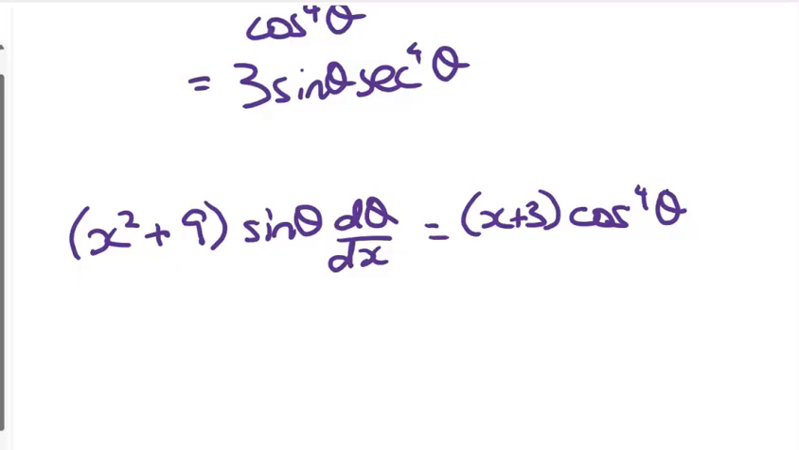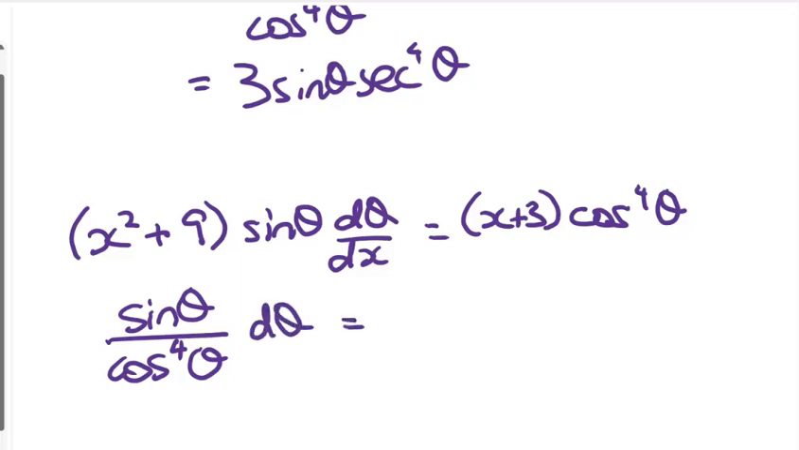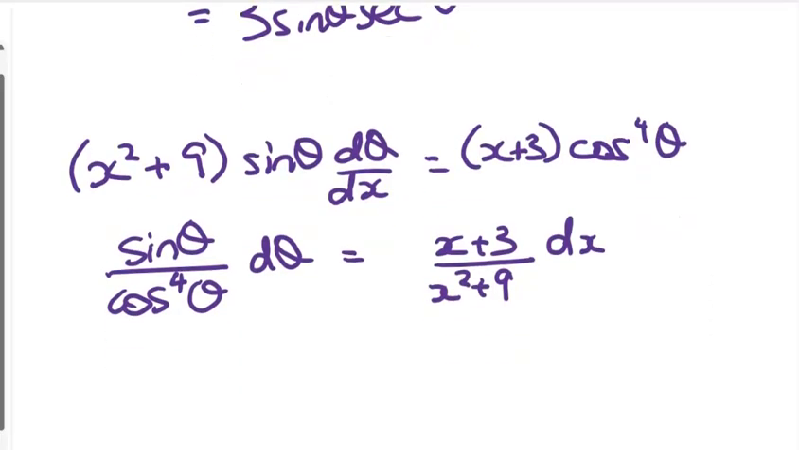Okay, well, when we separate the variables, we should get sine theta over cos to the power of 4 theta. Let's write that out properly. And we get x plus 3 over x squared plus 9 dx. Now one thing that quite a few of you are doing in your exams is writing that and then magically integrating. Please, can you put in an integral sign to make it proper?